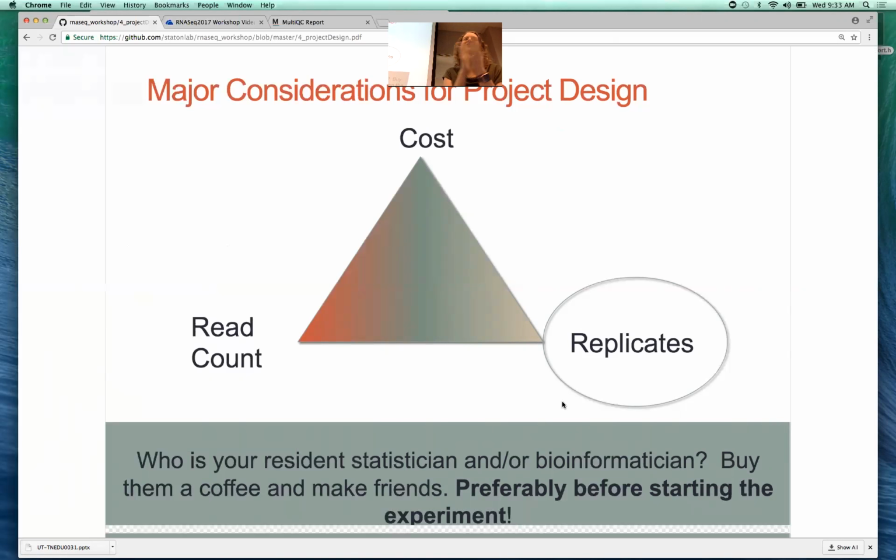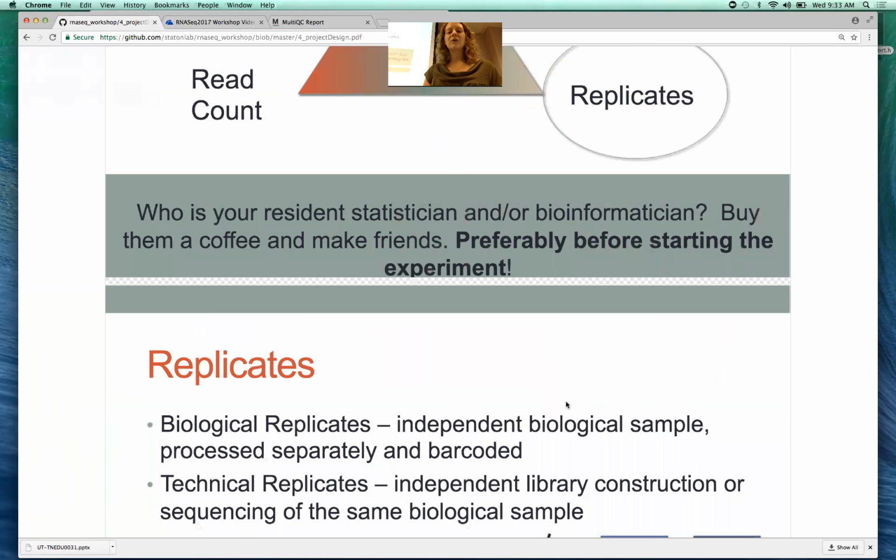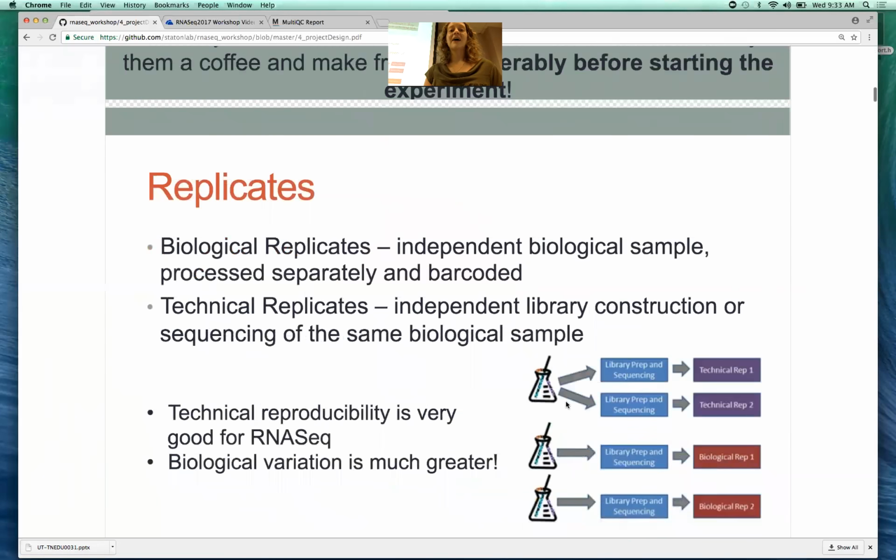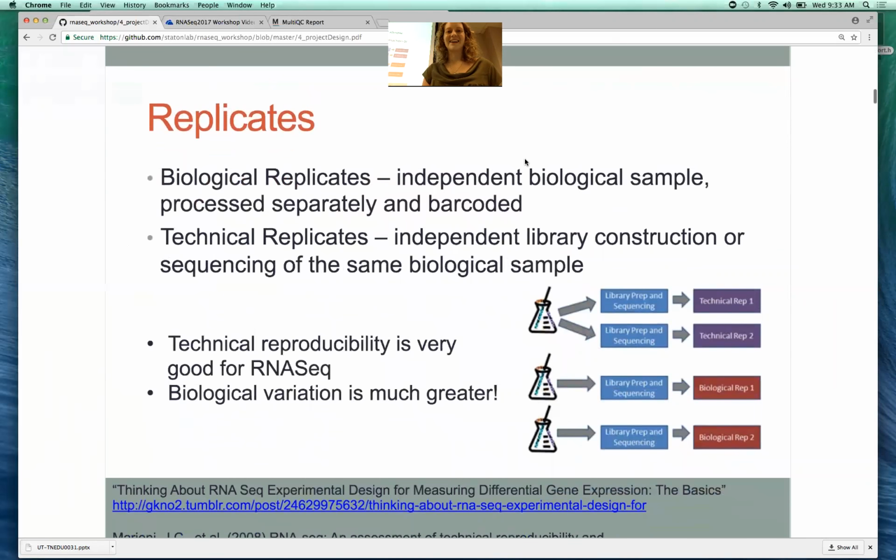Just try to talk to your statisticians up front. Make sure you have a good randomized block design. Make sure that you're getting your biological replicates. Make sure you're doing your libraries right. Because you do not want to find out after you've paid for your sequencing that it's not going to work out.